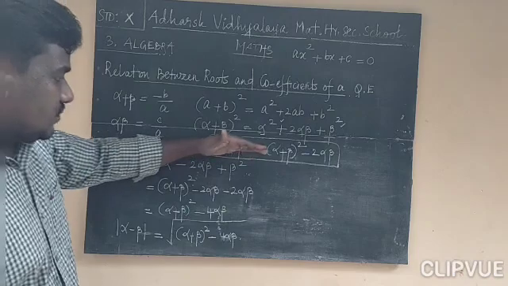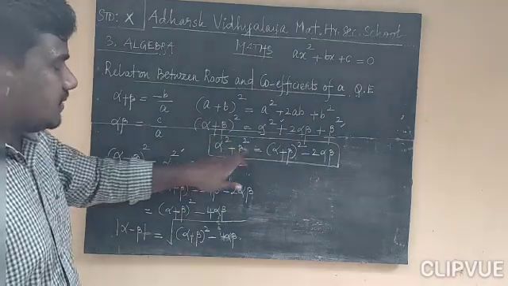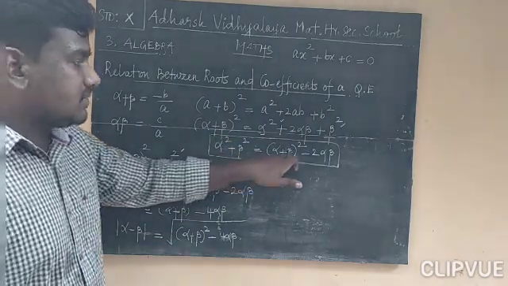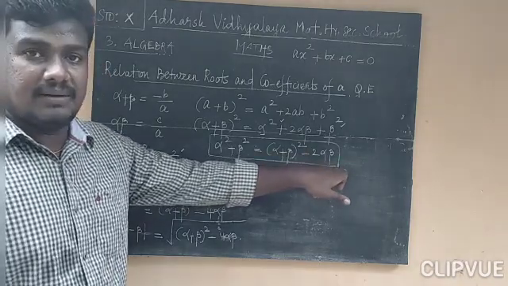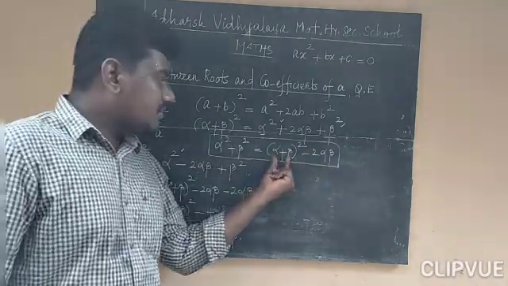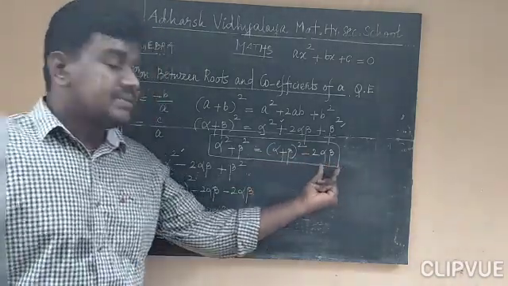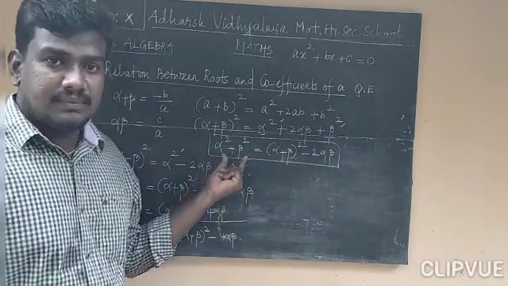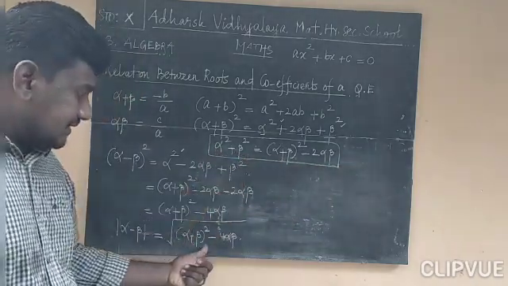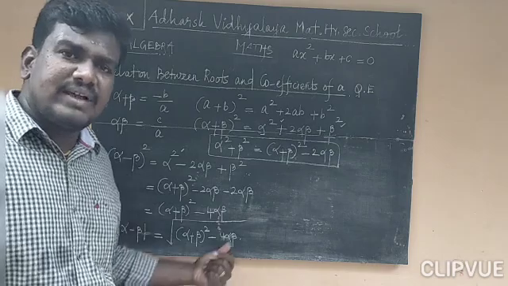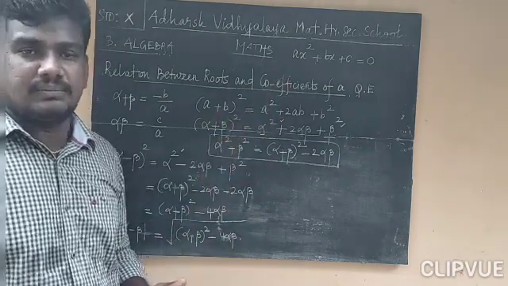Look, the first one and second one. Here alpha square plus beta square equals alpha plus beta whole square minus 2 alpha beta. So if you know alpha plus beta and alpha into beta, we can find the result. Here also alpha plus beta and alpha into beta. We can find this from the given quadratic equation.